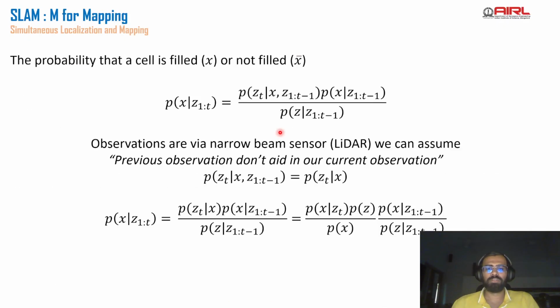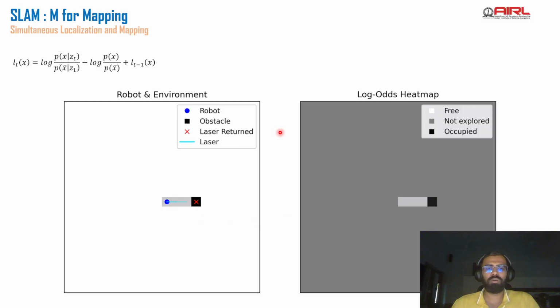The inverse sensor model is again built using what we talked about here, this measurement model which we were trying to build. So yeah, now what it ends up doing is, on the left side you can see the robot and the environment that the robot is in. Also the observation, right? The blue line is your laser, and on the right side I'm building that log odds heat map. So let me just play this.